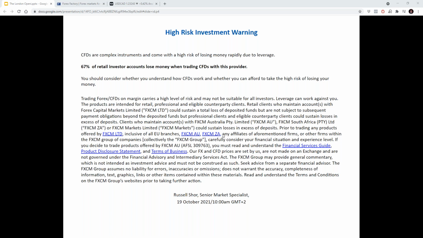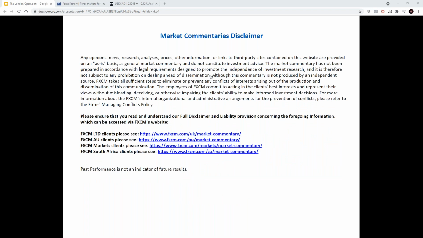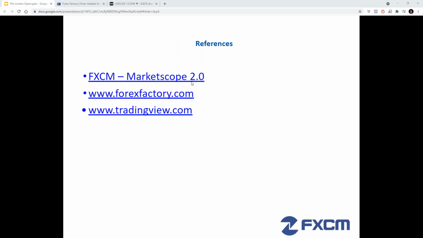There won't be a US Open today. There wasn't one yesterday. There won't be one today, but we'll get back to normal tomorrow. So I was thinking we'll do a scalp in the London Open, see if we can find an opportunity just to use the scalping method that we've developed, and references FXCM market scopes, where we're predominantly going to be spending our time.